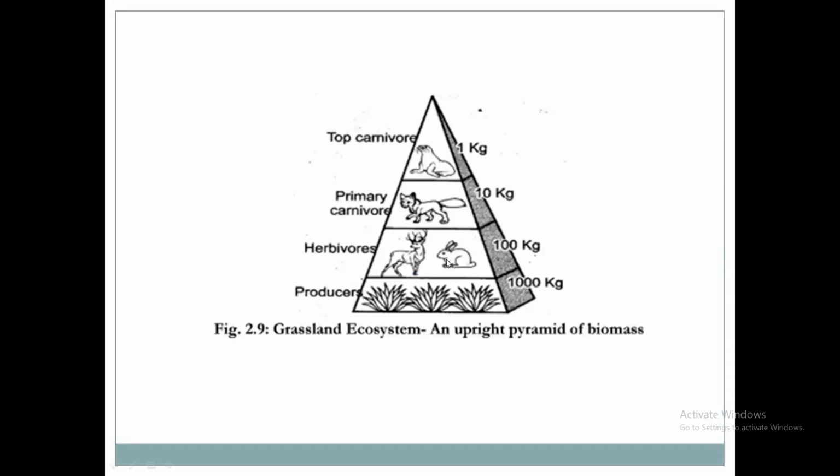The weight of the rabbit, the weight of the deer is shown in between, 100 kg. Mass of the plants, trees, that is shown. Biomass of this plant is shown as 1000 kg. And biomass of the bull or any other type of animal is shown by 10 kg.